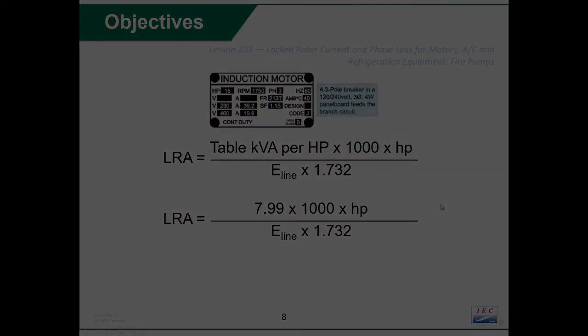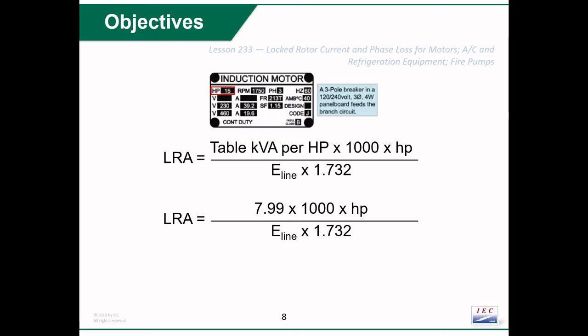7.99 times 1,000 times horsepower. So next step, we need to know that it's a 15 horsepower motor. So let's plug that into our equation here. And it's 230 volt rated. We're running it at 240, so we're going to use the 230 volt value here. So we plug that into the bottom of our equation, and now we can simply solve for our total value. So we would have a locked rotor ampacity of 300.859 amps for this code letter J motor.